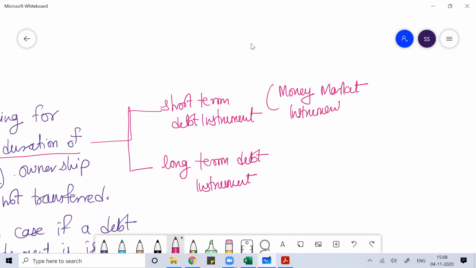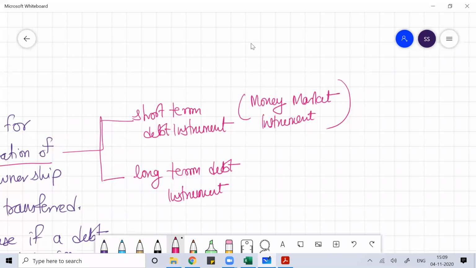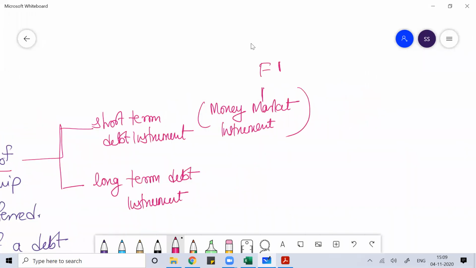Whenever we talk about money market instruments in India, the body which regulates them is FIMDA, Fixed Income Money Market and Derivative Association. So the body which regulates the money market in our country is called FIMDA. And the money market is basically a cartel of all the mutual fund companies, banks, NBFCs and other financial institutions in our country.